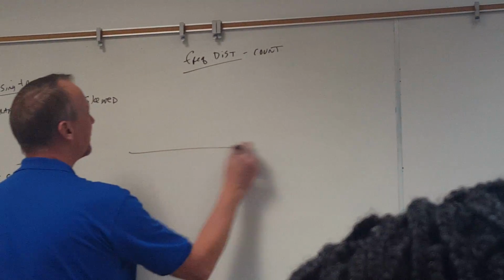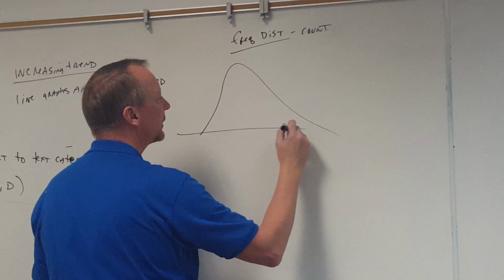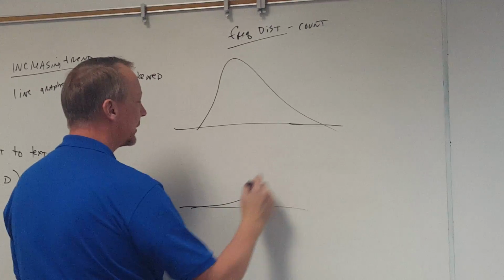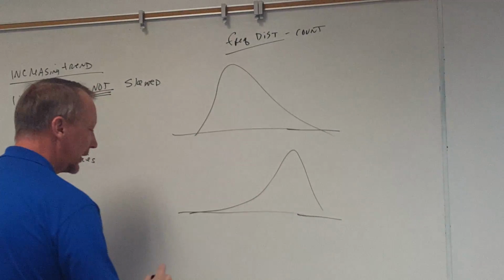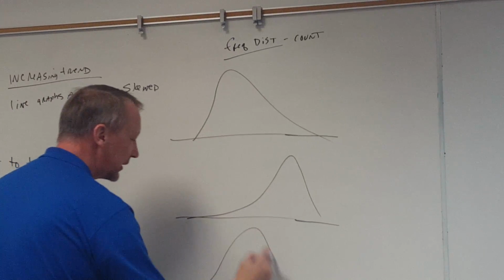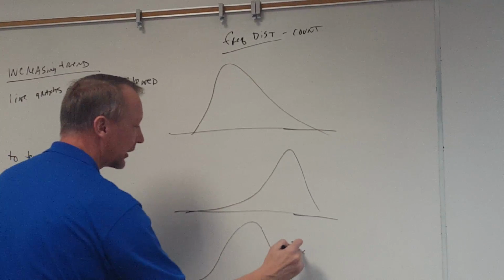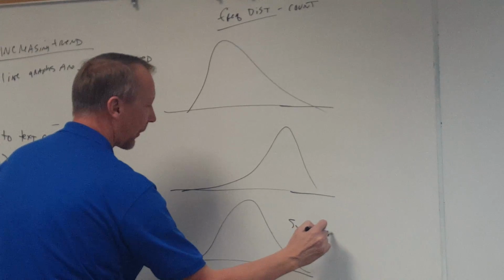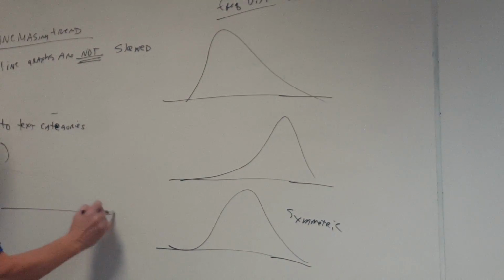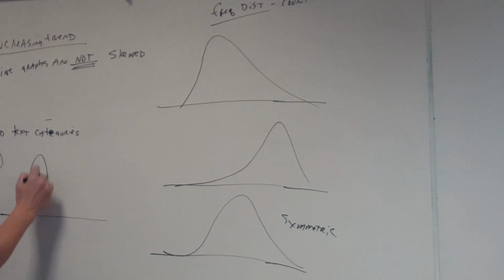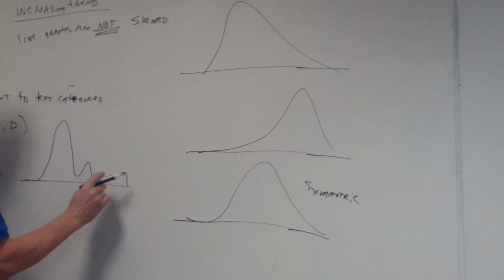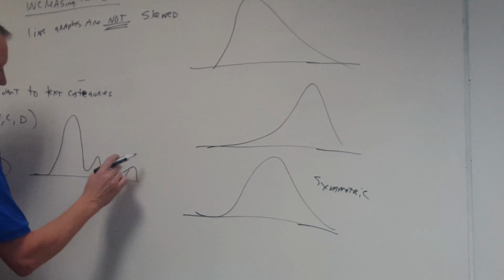So here's typically what you're going to see. You're going to see something that looks like this. You're going to see something that looks like this. Or in our case, you're going to see this. Okay, that's your symmetric. And in our case, we've got something that looks like this. Okay?